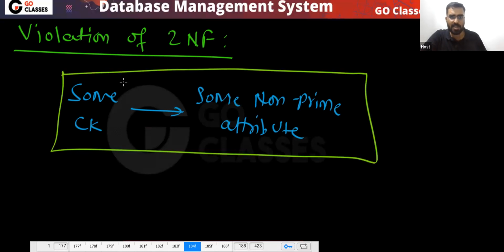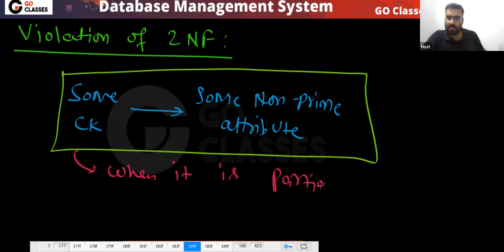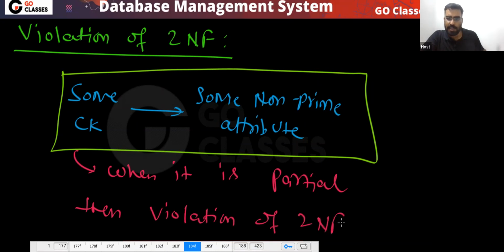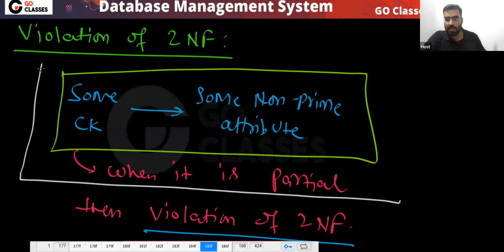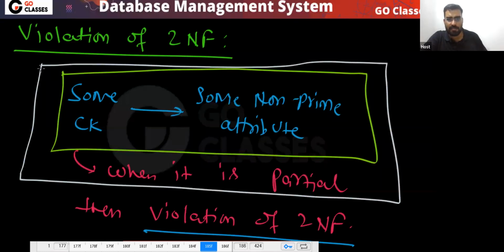When this is partial. Okay, this alone is not a violation, yes or no? This is not a violation, but when it is partial, it will be a violation. When it is partial, then violation of 2NF, right? Now tell me, can I write this whole thing in one statement? When will it be partial?